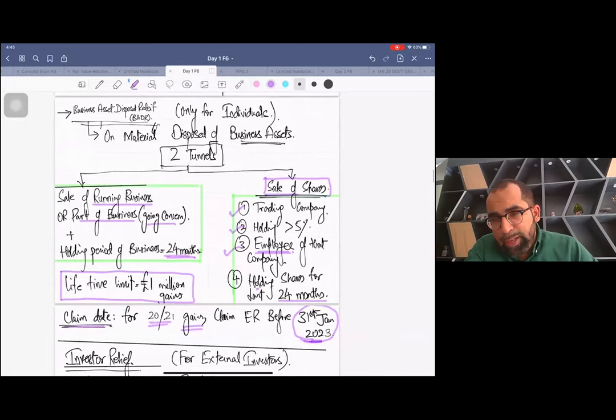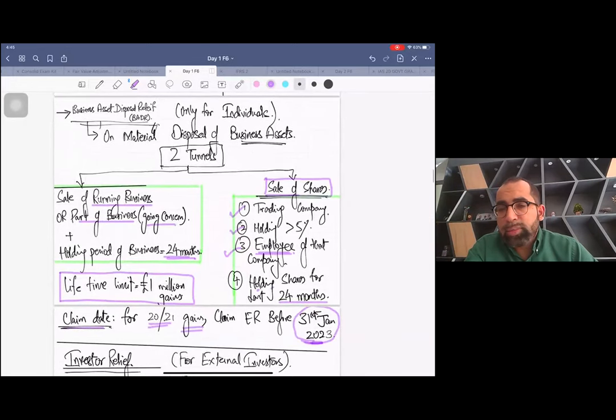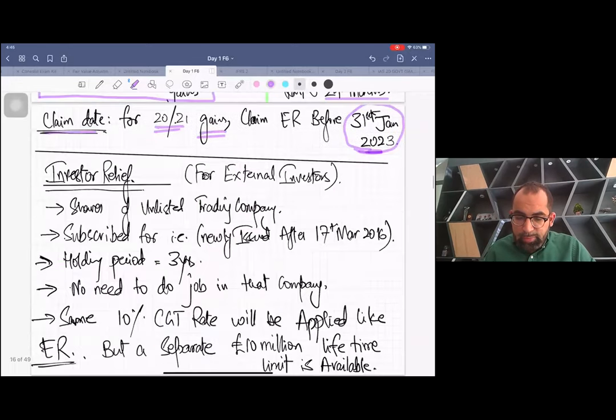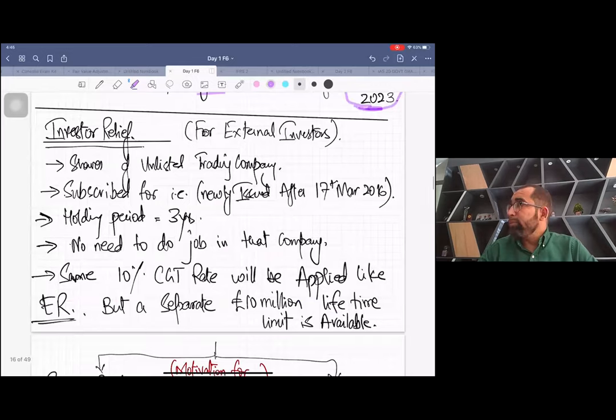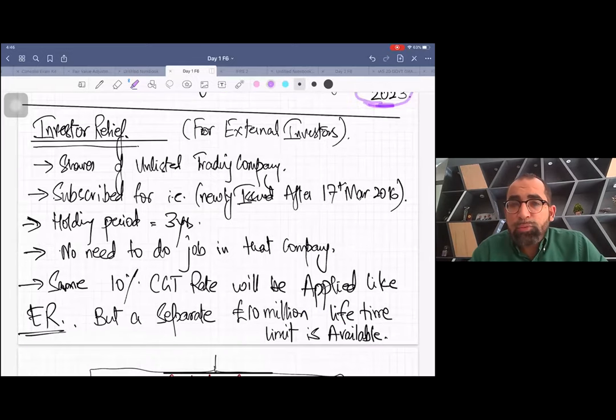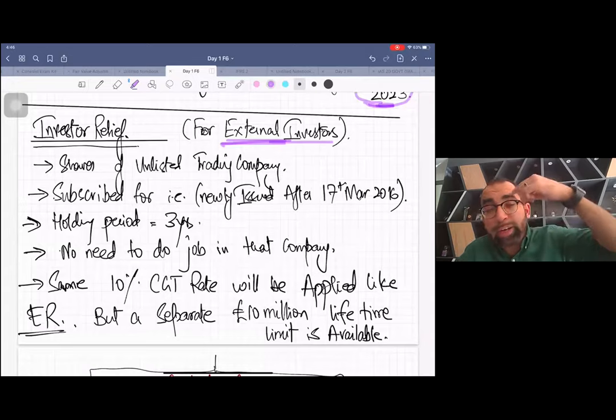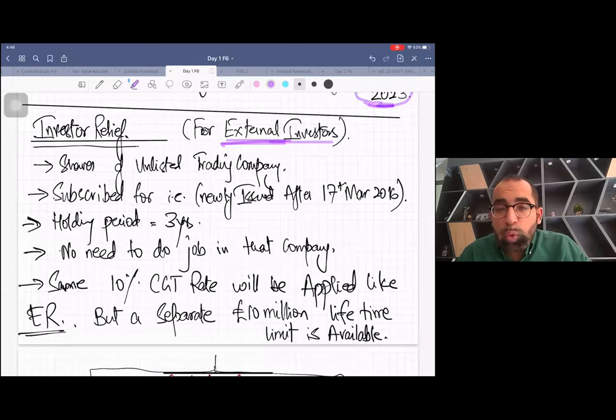So people complain, and with respect to time, the tax department introduced one more relief, that is investor relief. Look here, investor relief. This is for external investors. You see the words, this is for external investors. Business asset disposal relief was for internal investors, those who were the employees of that company.